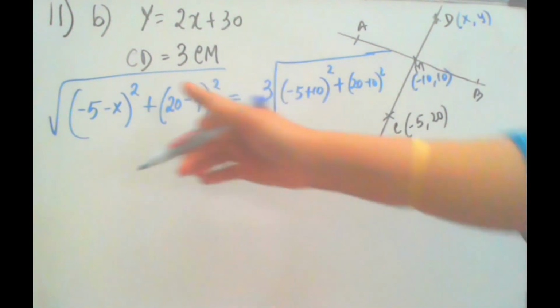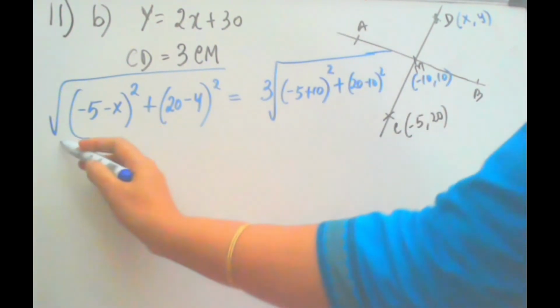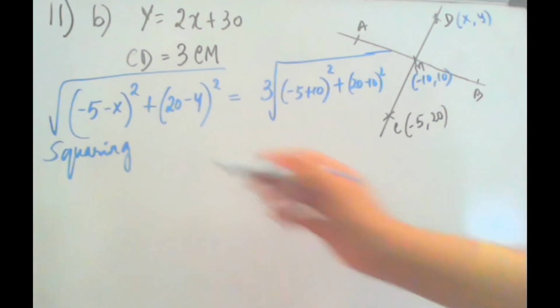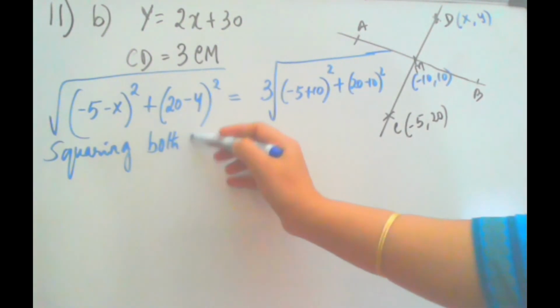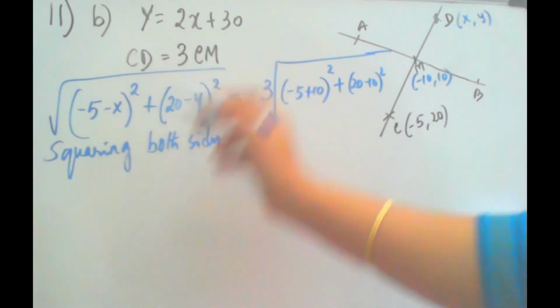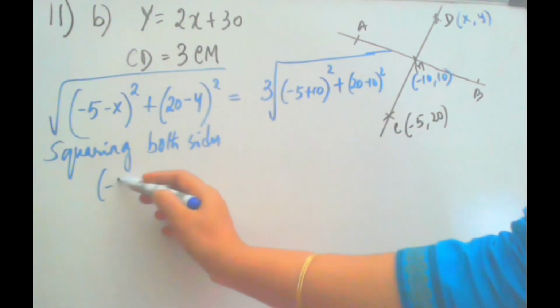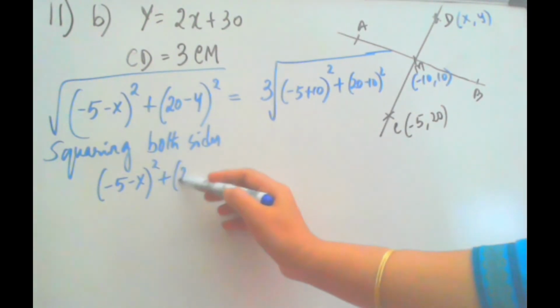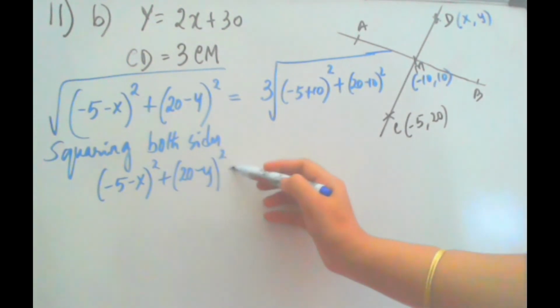Okay, now since there are square roots on both sides, first thing, let us get rid of the square root sign. For that we have to square both sides of the equation. Squaring both sides, the square root sign will go from the left, so what we are left with is (-5 - x)² + (20 - y)².